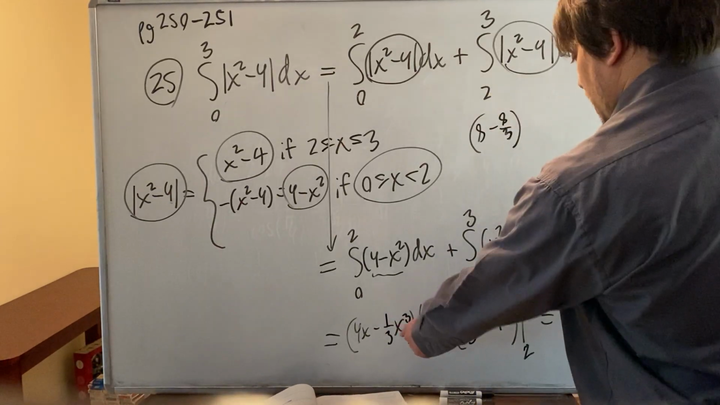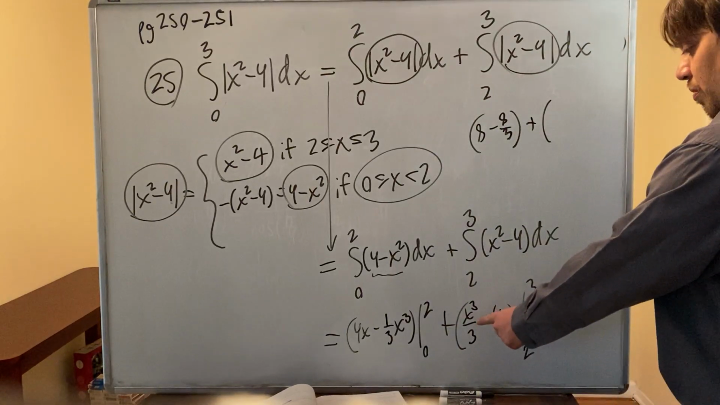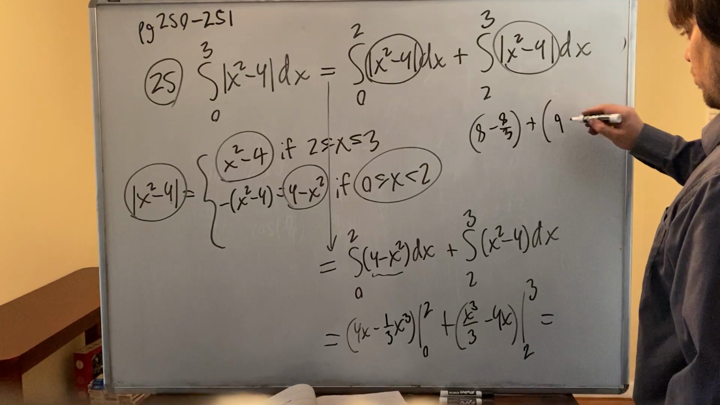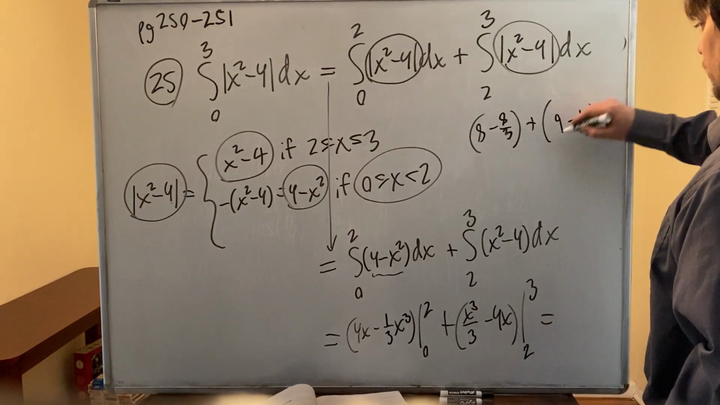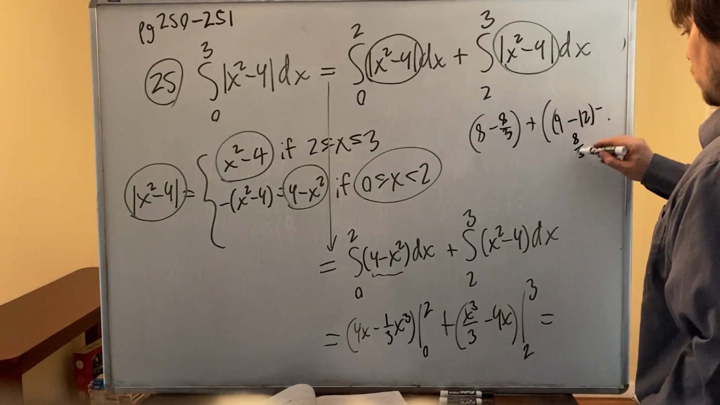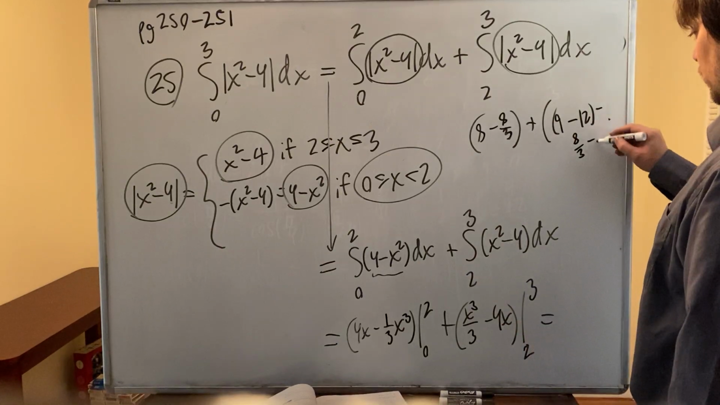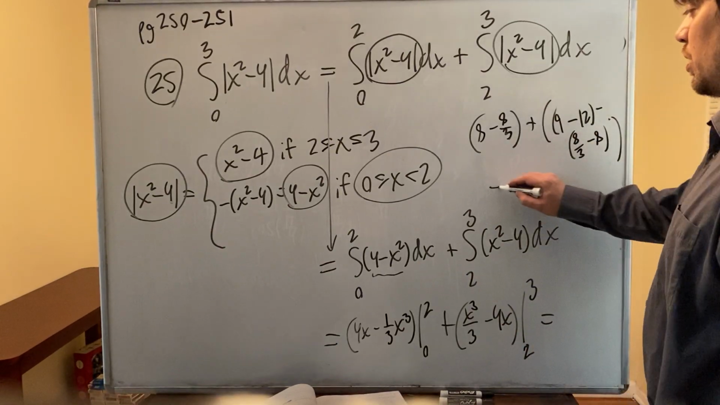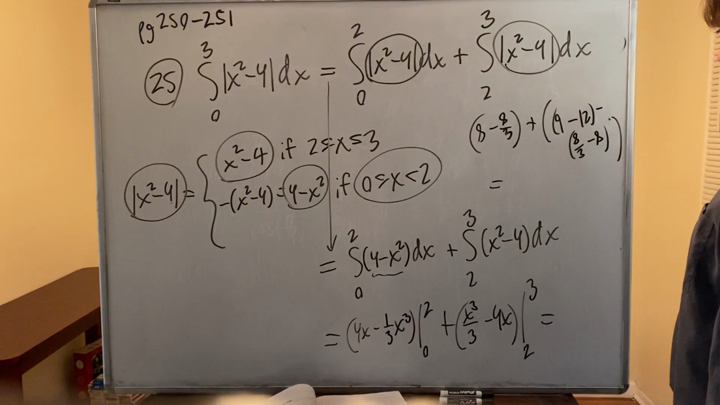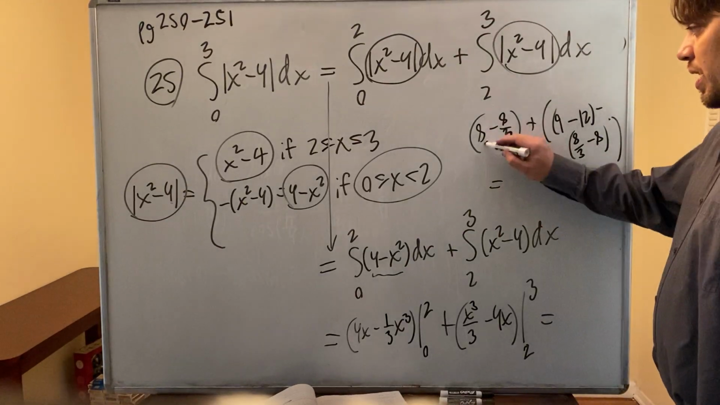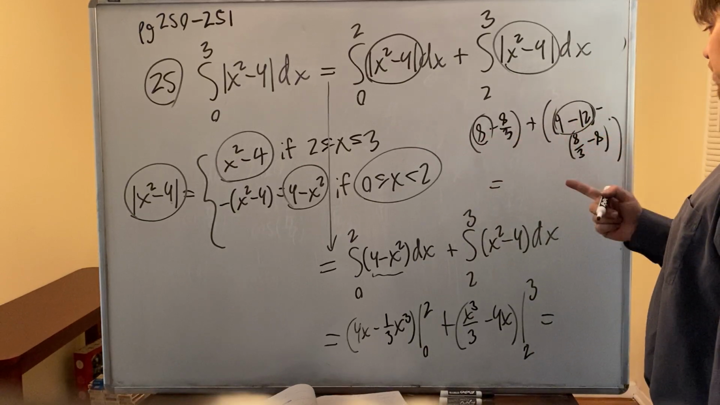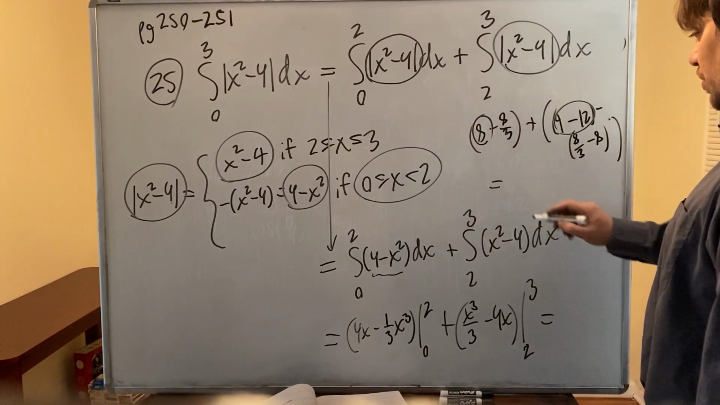So the first thing is 8 minus 8/3, and plus, you plug in a 3 and you get 27 over 3, which is 9, minus 12. But that's minus, plugging in a 2, 8/3 minus 8. Okay, so I'm hoping some things cancel here, and they don't. So we have 8 plus 9, this is a negative 3, 8 plus negative 3 is 5, 5 minus negative 8 is 13.